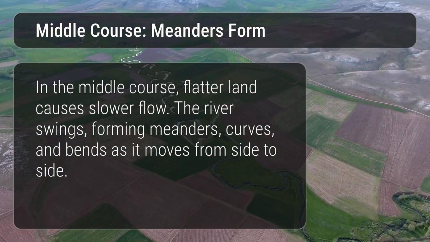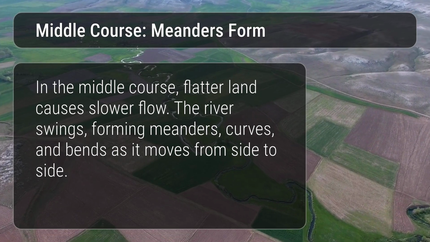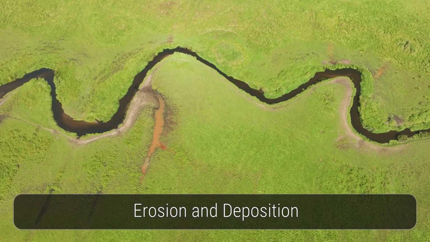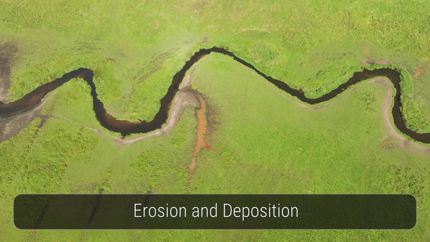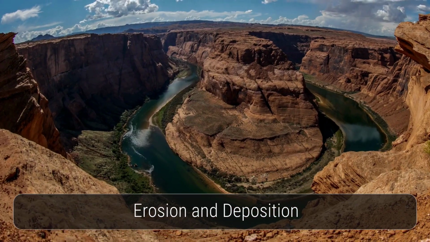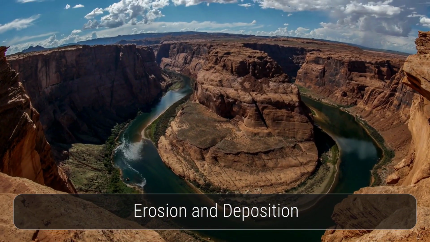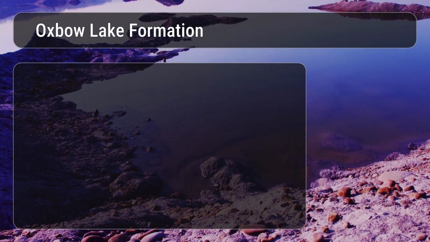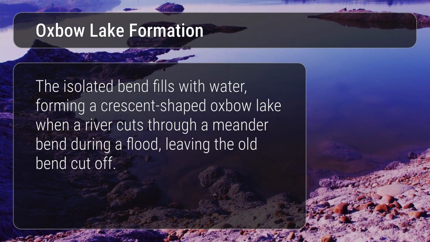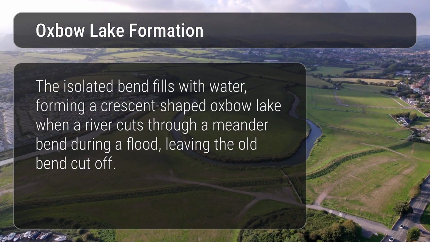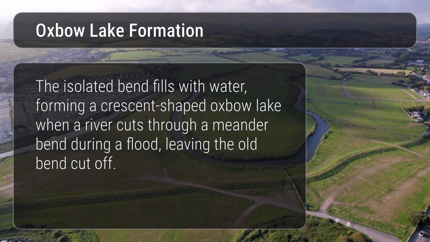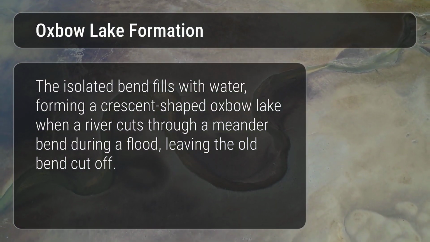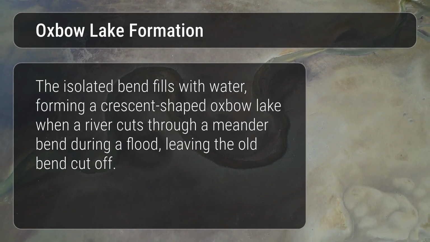It develops curves and bends called meanders. Erosion happens on the outside bends where the water flows faster. Deposition occurs on the inside bends where the water is slower. Over time, these bends become more exaggerated and loopier. Eventually, during a flood, the river may cut through the narrow neck of a meander bend. This leaves the old bend cut off from the main flow. The isolated bend fills with water and becomes a crescent-shaped lake known as an oxbow lake.